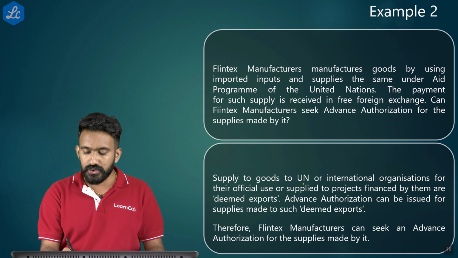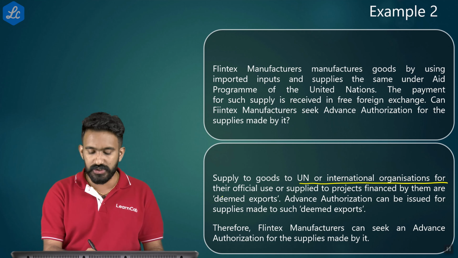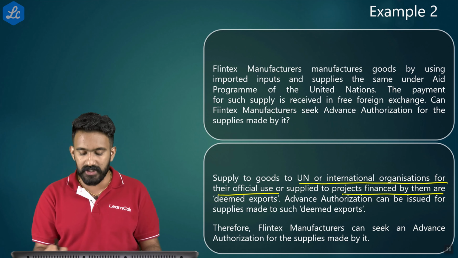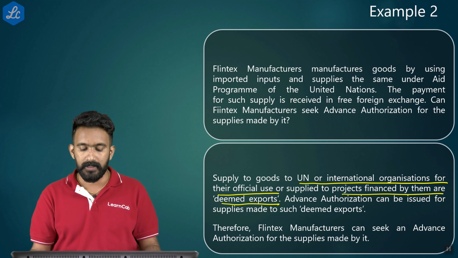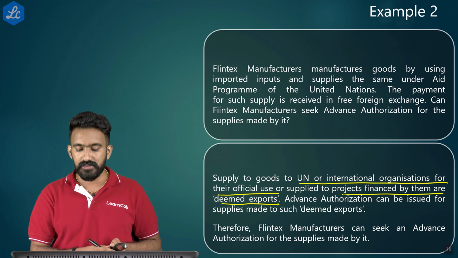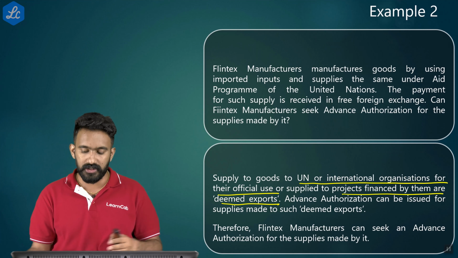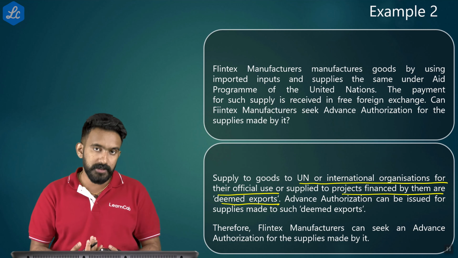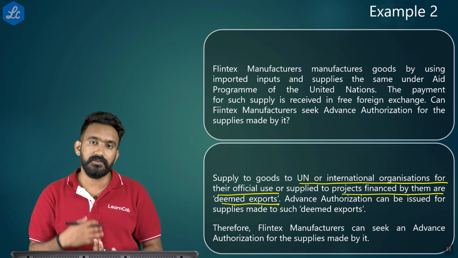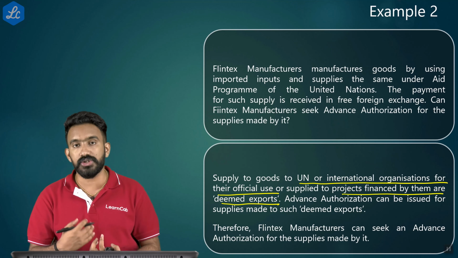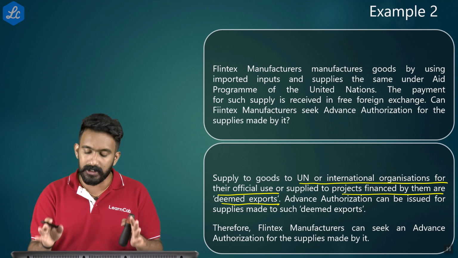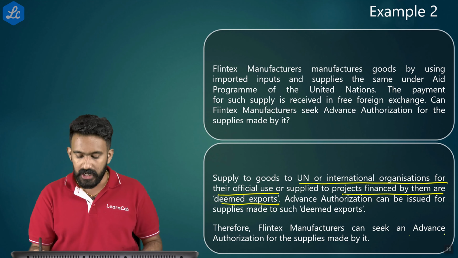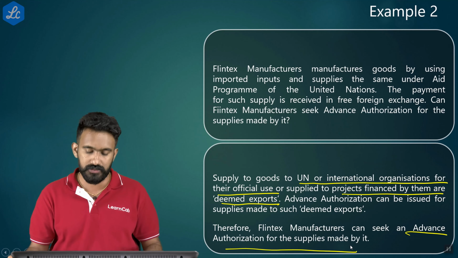So supply of goods to UN or international organization for their official use or supply to project financed by them are deemed exports. So if I'm supplying goods to UN or international organizations for official use, they might be situated in India itself, but if I'm giving it to UN or international organization or supporting their project, it is considered to be a deemed export. So if I have made deemed export, then I'm eligible for advance authorization on my inputs.